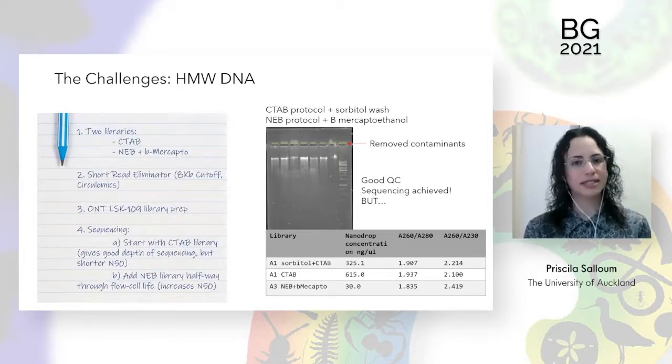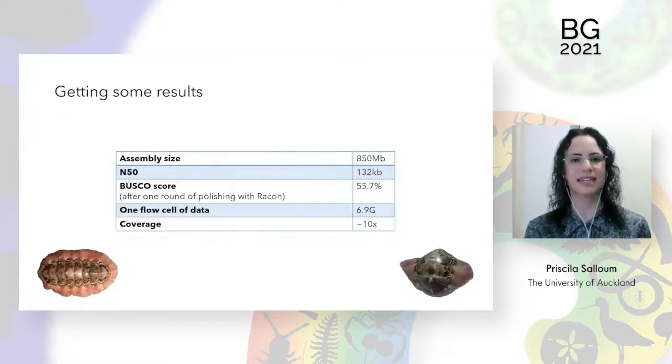We got a few libraries that seemed contaminant-free, and then a very happy day in the lab when sequencing worked. But we noticed a compromise on read size, mainly for the libraries coming from the CTAB protocol. So our current strategy includes using the short read eliminator kit with a cutoff of 8 kilobases, and then sequencing a library produced by the CTAB protocol because it gives a good depth of sequencing, and then flushing the flow cell and sequencing a library generated with the NEB protocol, as this library has longer DNA fragments and it helps increase the N50. And we have got better results using this protocol than our first attempts.